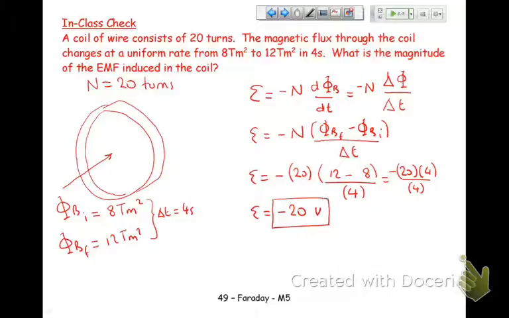Did I do that right? I think I did that right. 12 and 8 makes 4. From a teaching point of view, I wish I'd used different numbers so I didn't get 4 over 4, but, you know, that's the way it goes.